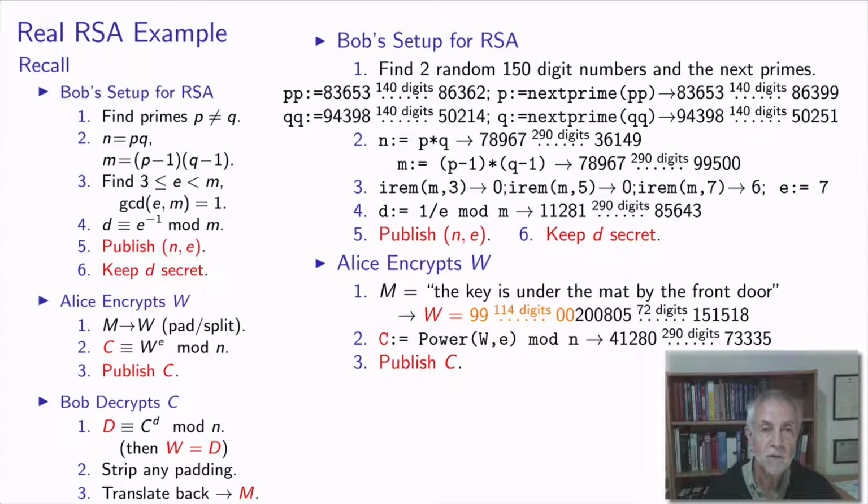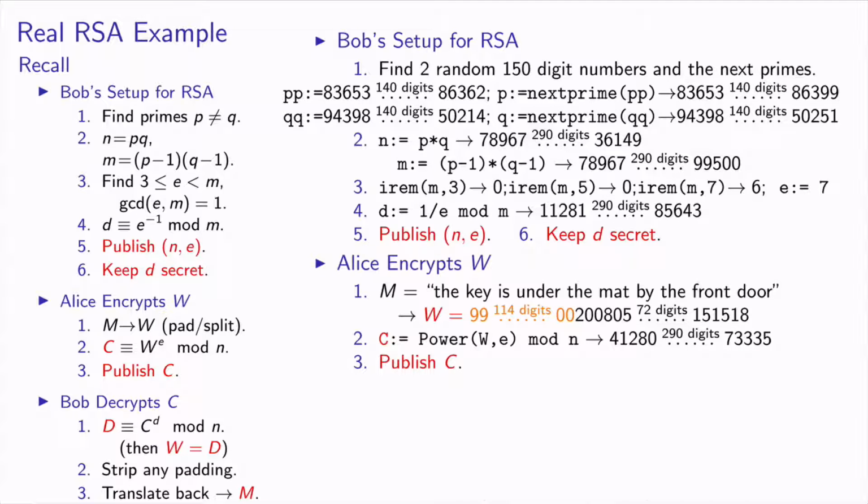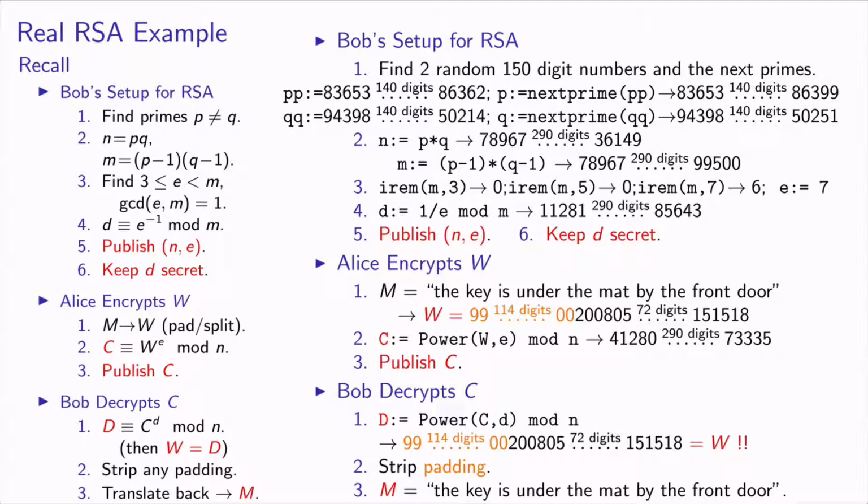Now, anybody in the world can read C in principle, but nobody, except for Bob with his private key, can decrypt C back into the original number W. For Bob to decrypt C, he uses the same command in Maple as did Alice. C now is Alice's encrypted message. D is the private key that Bob has and only Bob has. When he does that, the result is this: the junk and then the rest of the original message. Of course, that's exactly the same as W up here.